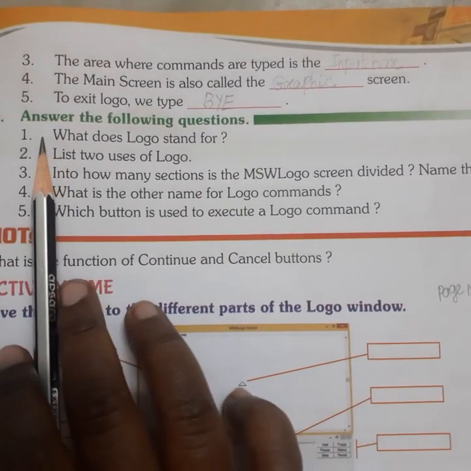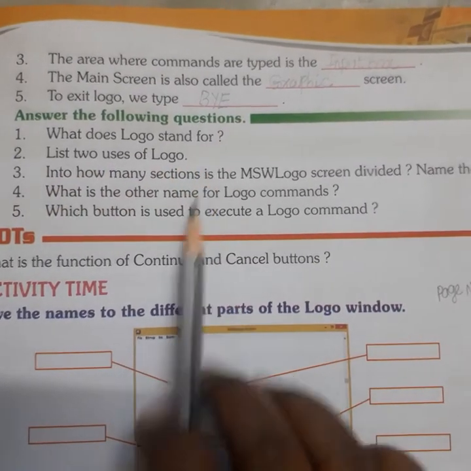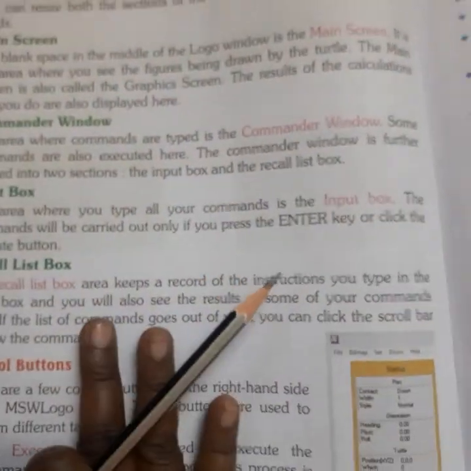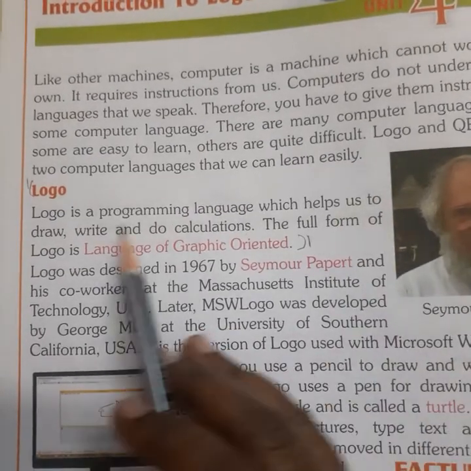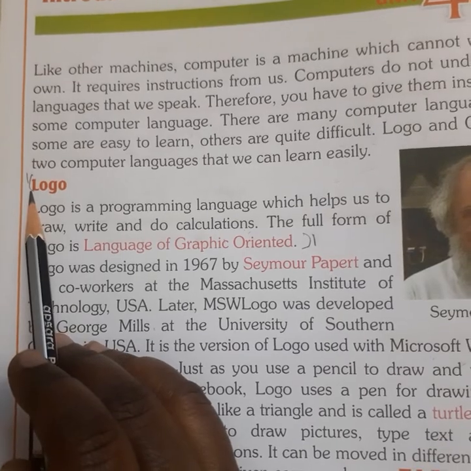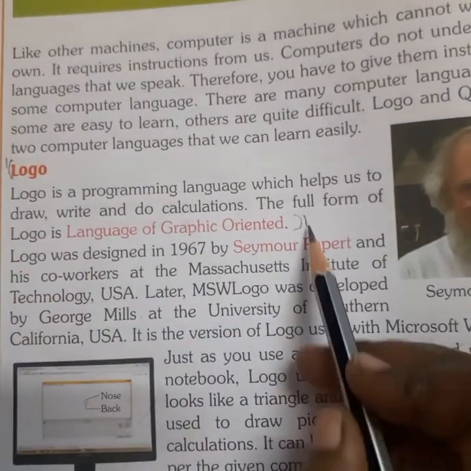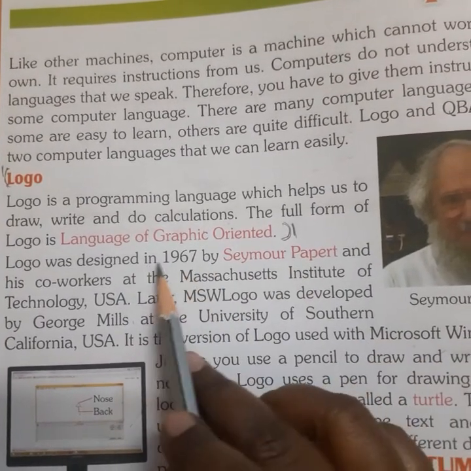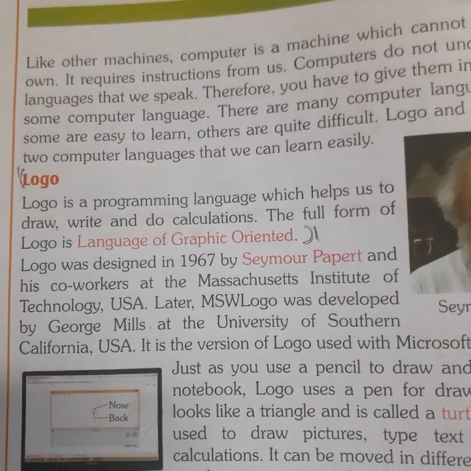Next, see question and answers. Answer the following questions. First one is, what does Logo stand for? For that question, children, see page number 32. Here is the side heading Logo. From here onwards, that full paragraph, up to 'language of graphic oriented', up to here, children. This is the first question's answer.